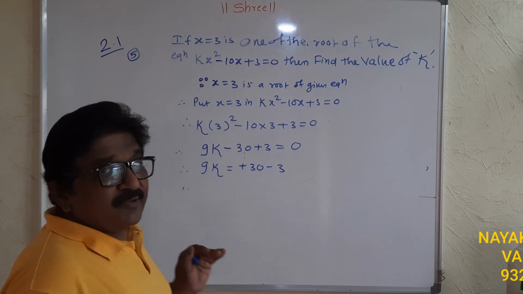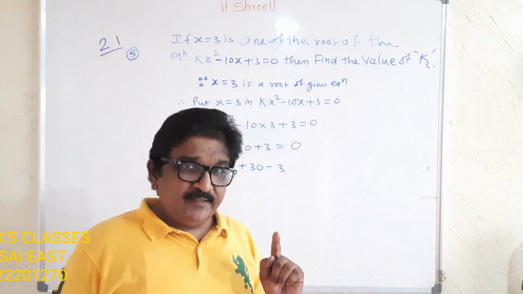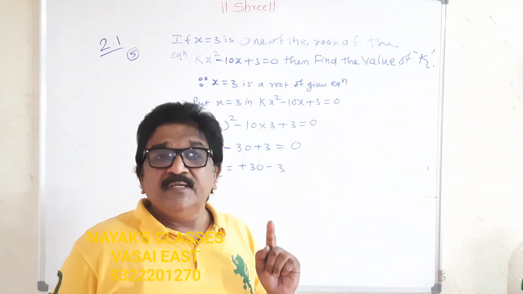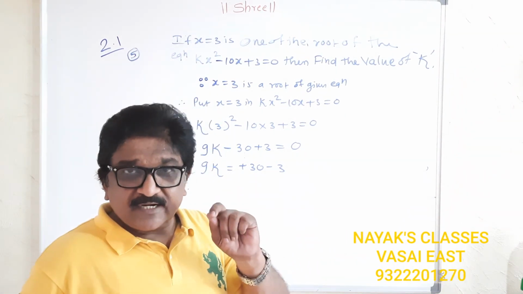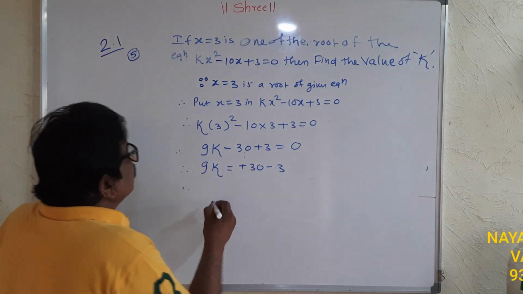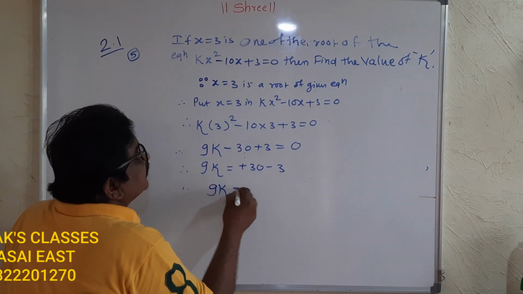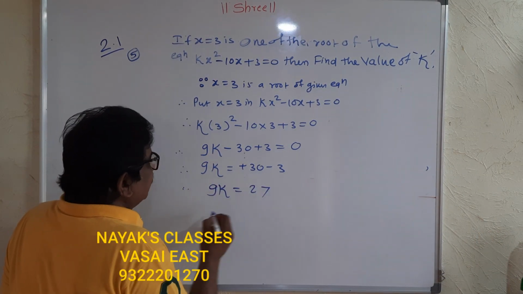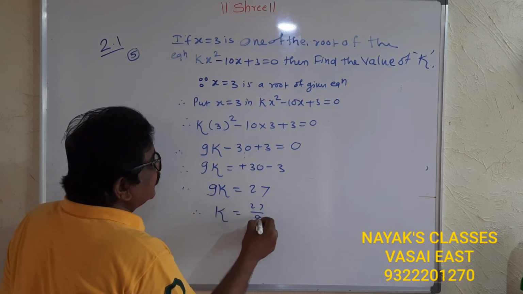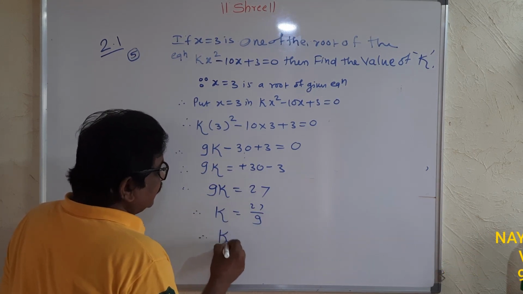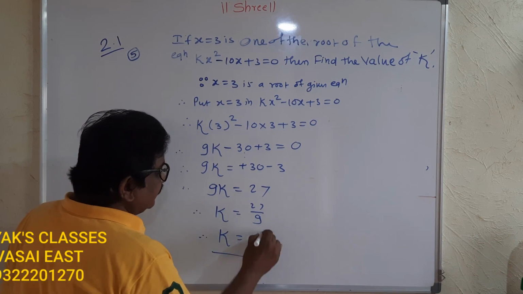You must remember the changing of sign. Again and again I am requesting you to keep in mind changing the sign correctly. So 9k is equal to 27. Therefore, k is equal to 27 upon 9. Therefore, k is equal to 3.